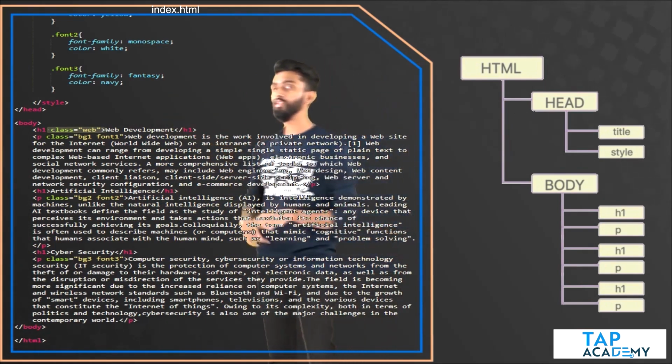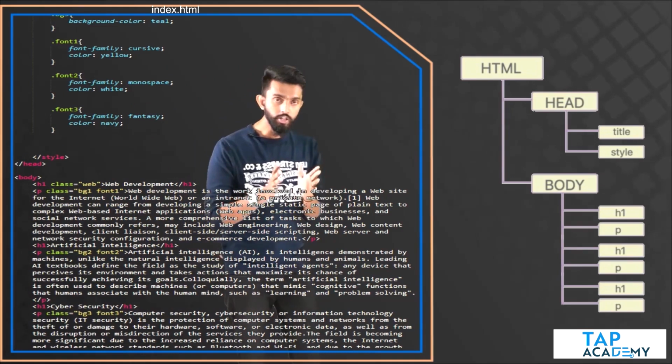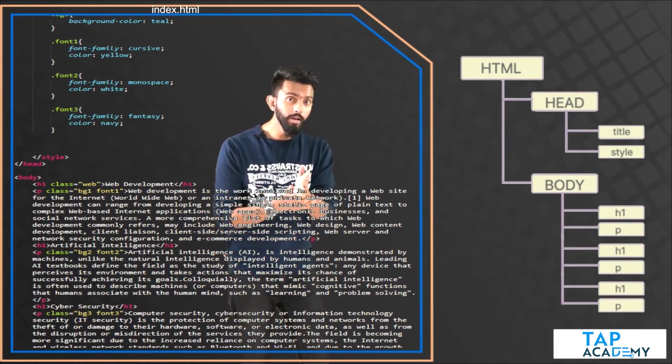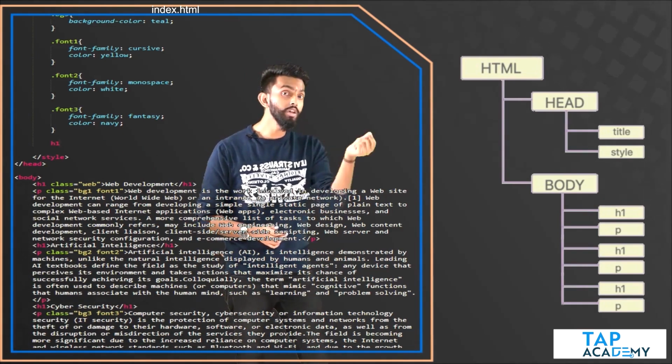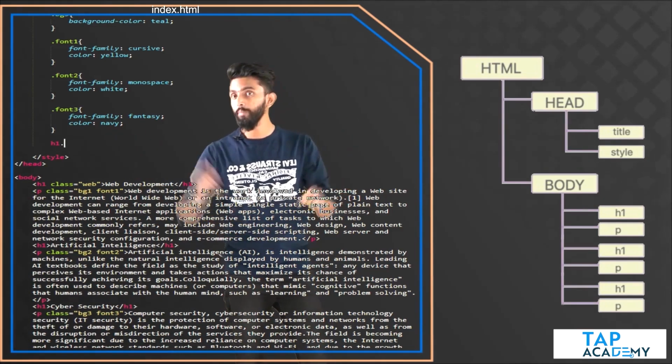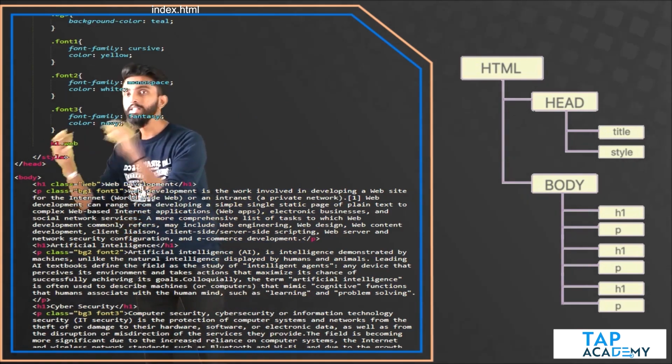How to do that? Watch it. I will go inside my style tag. I'll press enter after the last one. There, first requirement is element. Which element? H1. So I'll tell H1. Second requirement is class. Which class? Web. So I'll tell dot web. This is how you combine an element and a class selector into one.